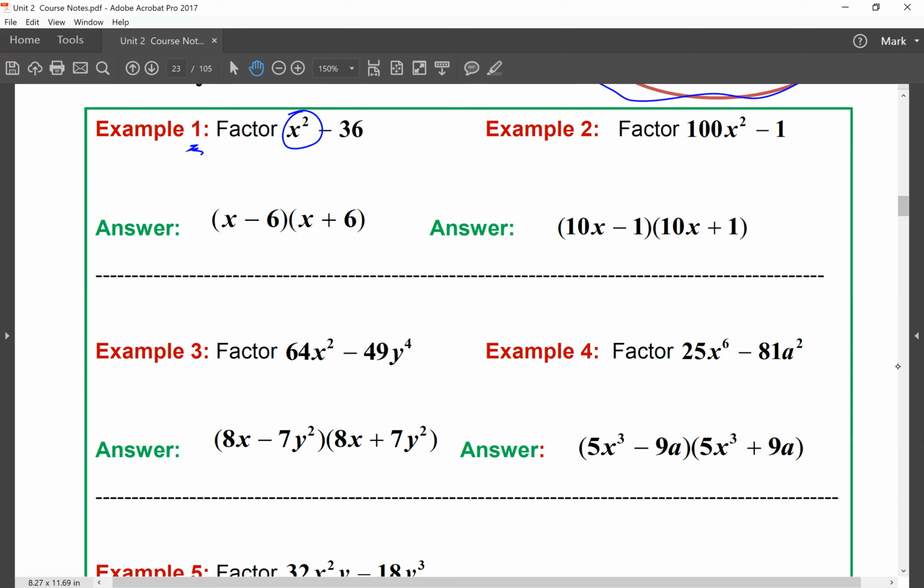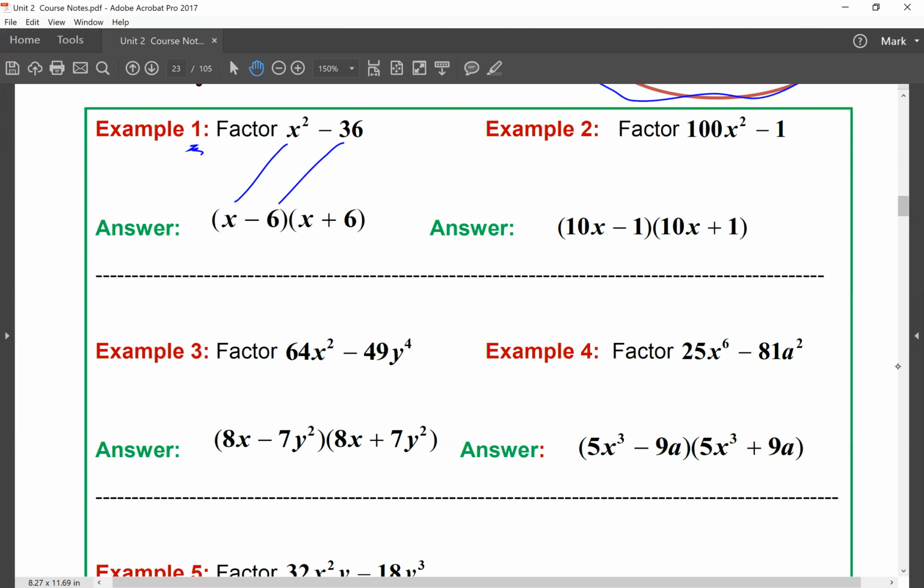So the idea here is, let's look at example number 1 first. We have x squared minus 36. So the factor of this difference of squares would be x and 6. And it's x minus 6 times x plus 6. It's always one term is negative, one term is positive.